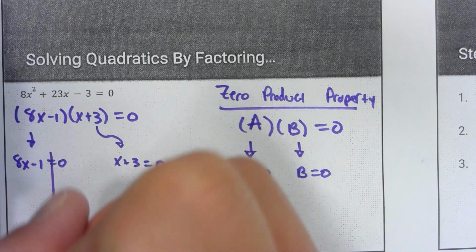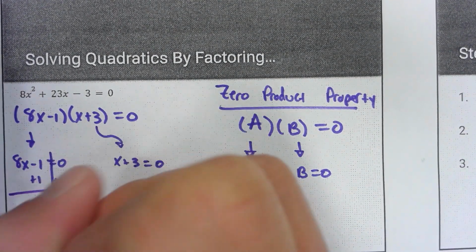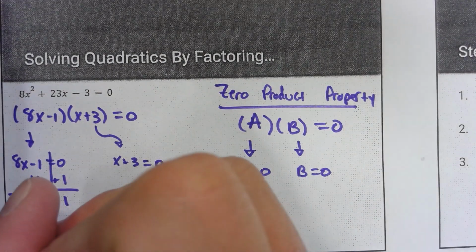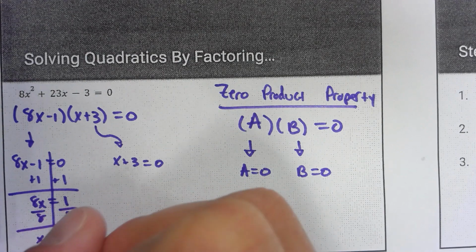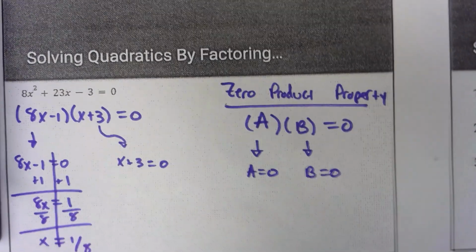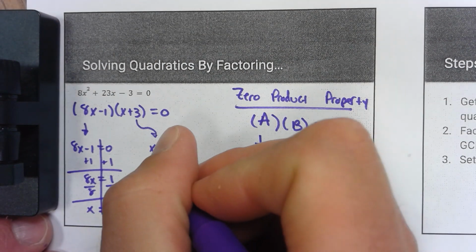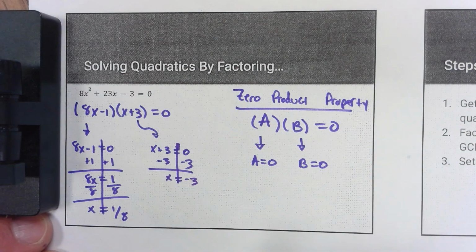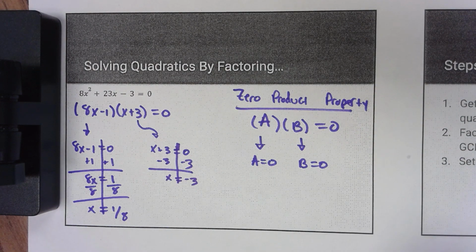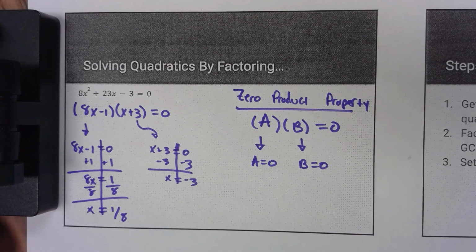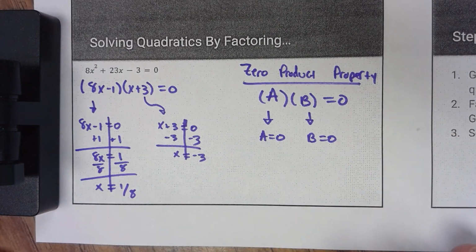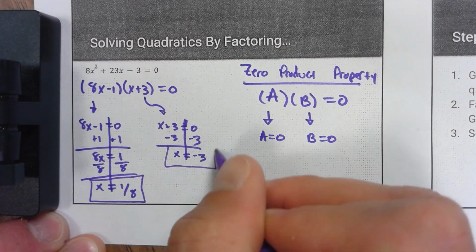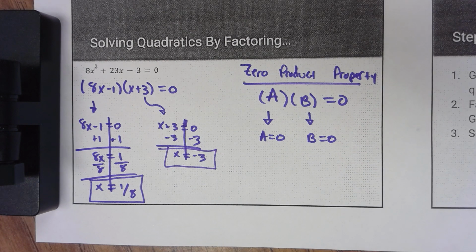So for 8x minus 1 equal to 0, I'm going to add 1, and I get 8x equals 1. Then I'm going to divide by 8 to get to our solution of x equaling 1/8. Then for x plus 3, if I subtract 3 from both sides, I get x equals negative 3. So quadratic equations are going to have two solutions. With the square roots, those two solutions came from the plus or minus. When we factor, we're typically going to get two different solutions. So in this case, it's 1/8 and negative 3.